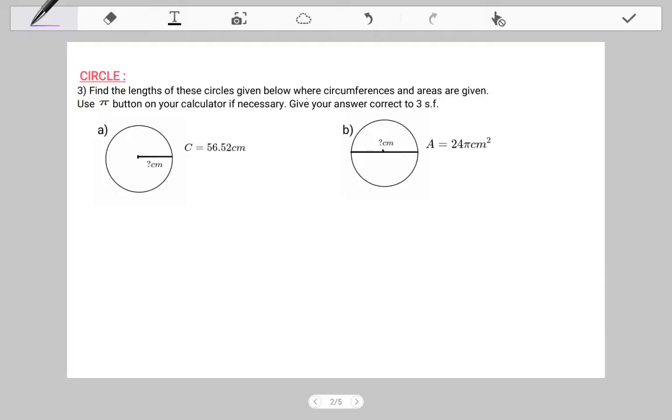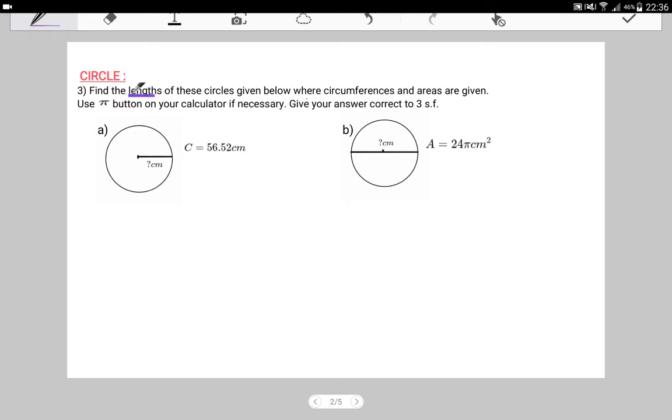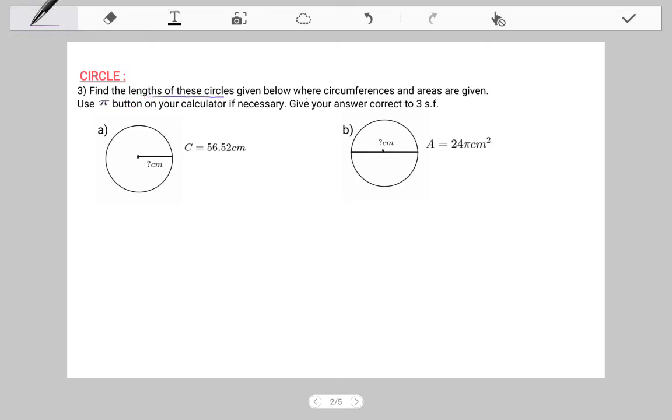Yes. Question 3. Find the lengths of these circles given below where circumferences and areas are given. Use pi button on your calculator if necessary and give your answer correct to 3 significant figures. In part A, we are given a circle and the given information is the circumference. So we know the circumference and we are going to find this missing length, which is the radius. So radius is wanted here.